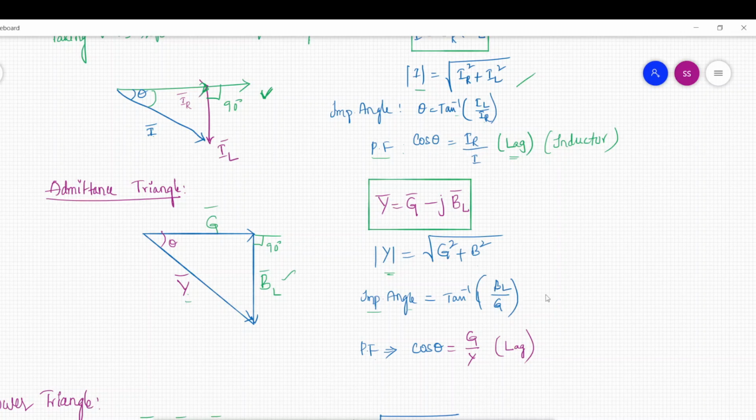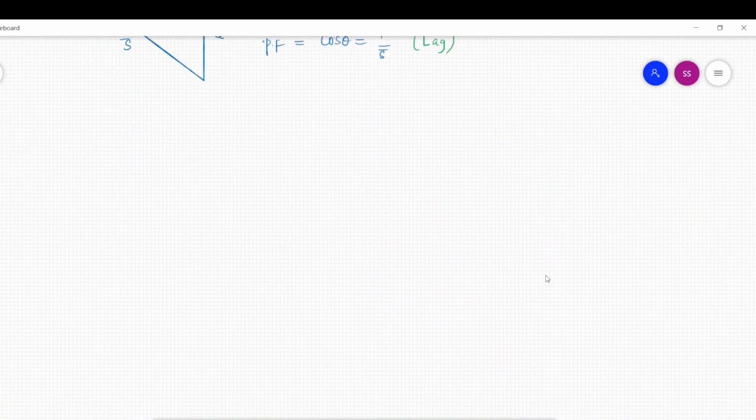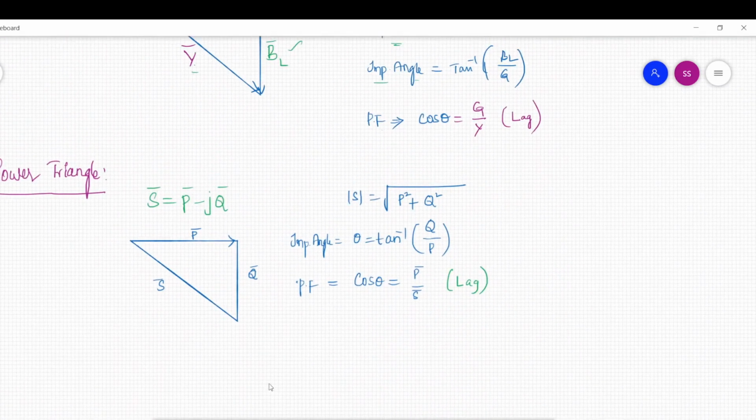Now let us see the power triangle here. Okay, the power triangle here is S bar equal to P bar minus JQ bar. Okay, so for RC it was P bar plus JQ bar. For RL it is S bar equal to P bar minus JQ bar. Okay, the magnitude will be root of P square plus Q square. Impedance angle is theta equal to tan inverse of Q by P, and power factor is cos theta equal to real power by apparent power, which is lagging here. So this is the parallel RL circuit.